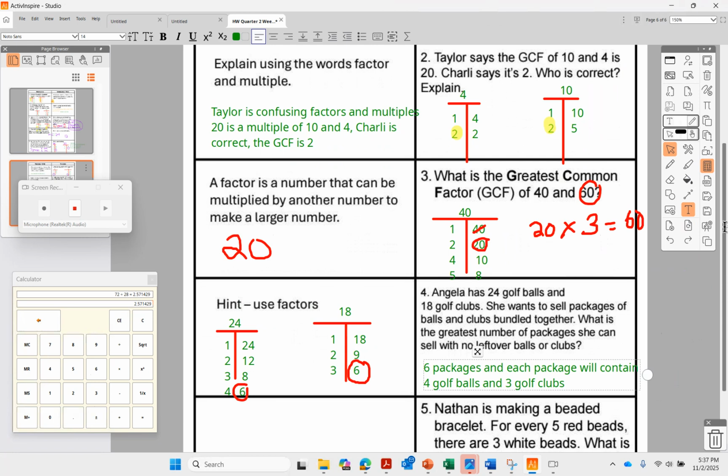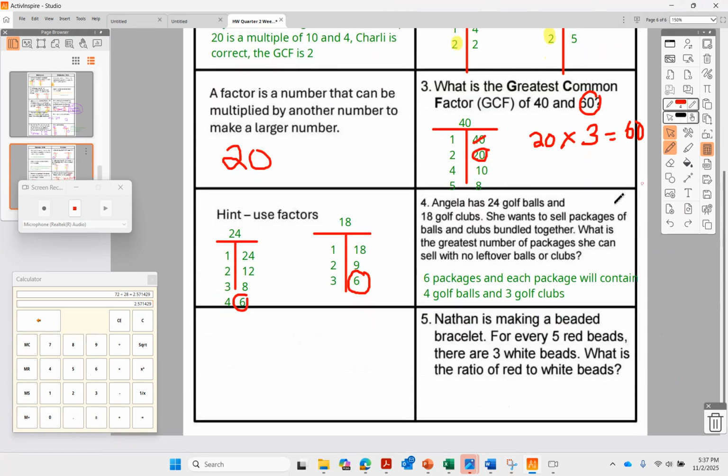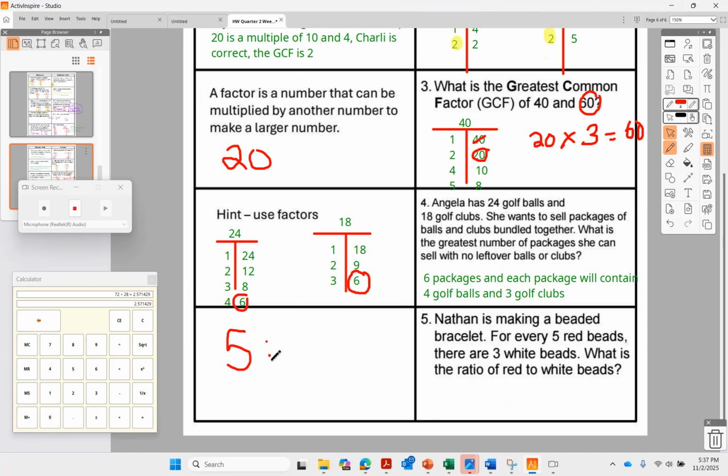And number 5, I think this is a mistake. Nathan, because we had this problem elsewhere in the homework, 5 red beads to 3 white beads. Okay, so I thought this homework was a great review again this week of GCF and LCM, and hopefully this is all starting to make sense.